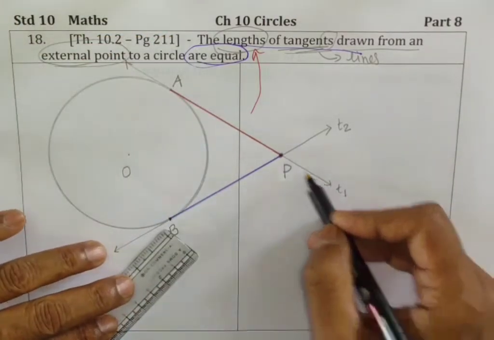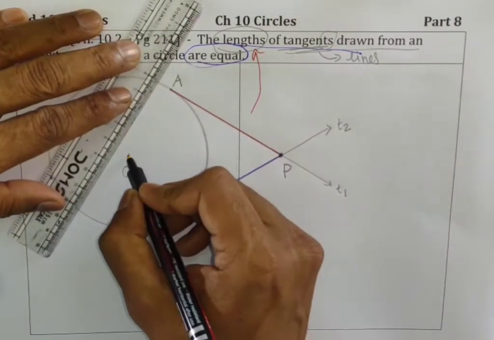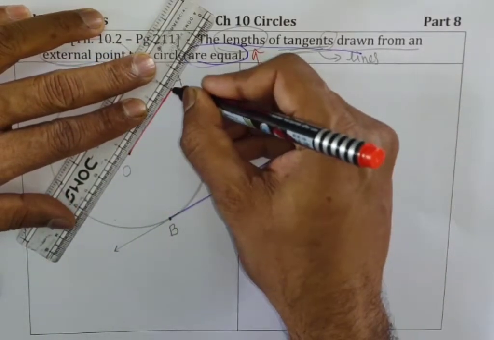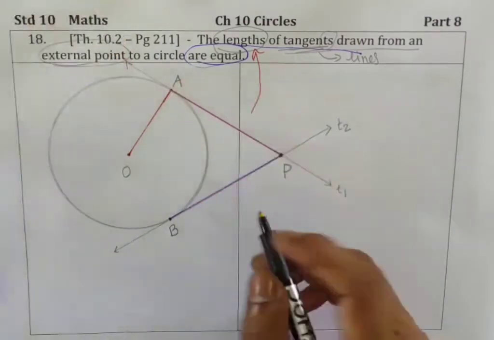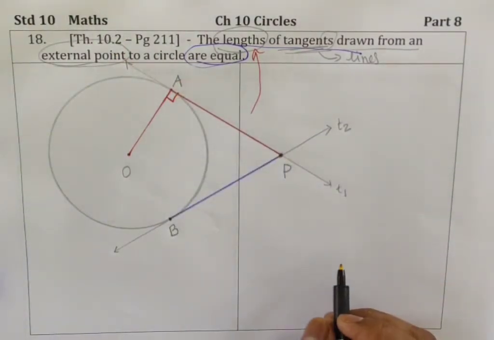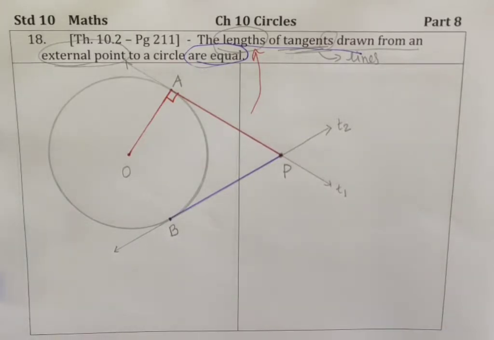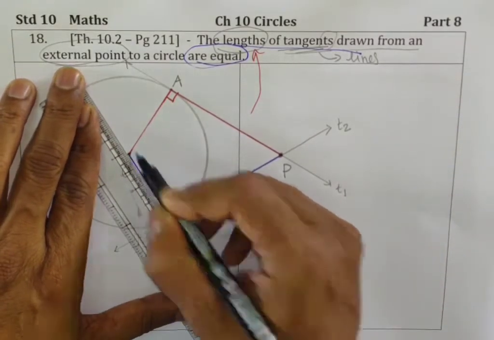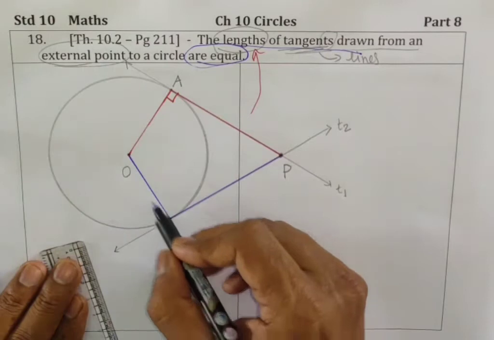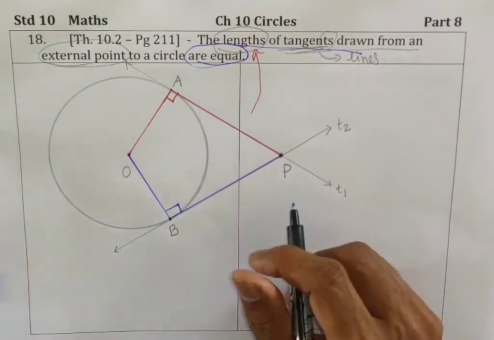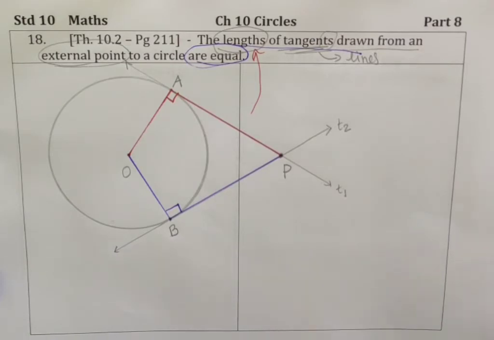Okay, children, T1 is the tangent, O is the center, A is the point of contact. So let us draw the radius through the point of contact. You know it is perpendicular, correct? Same way, children. B is the point of contact, O is the center of the circle. So draw the line segment joining O and B. That is perpendicular to the tangent. Yes, children. Now it is easy.